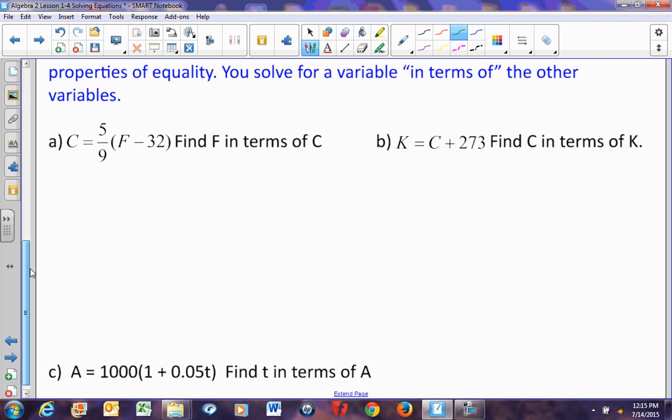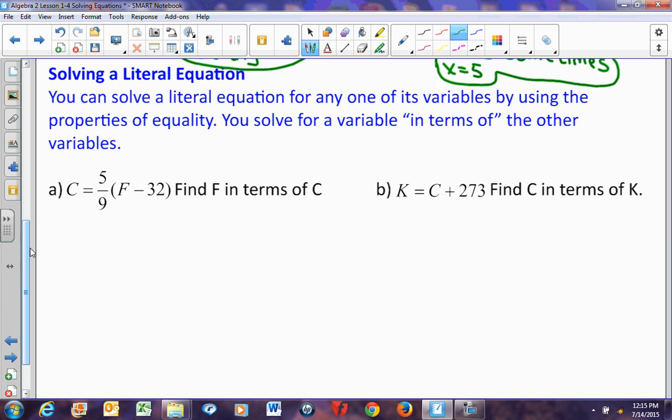Now let's solve a literal equation. You can solve a literal equation for any one of its variables by using the properties of equality. You solve for a variable in terms of another variable, which means you've got to learn how to read these. The hardest thing for a lot of people is to understand what in the world am I solving for.